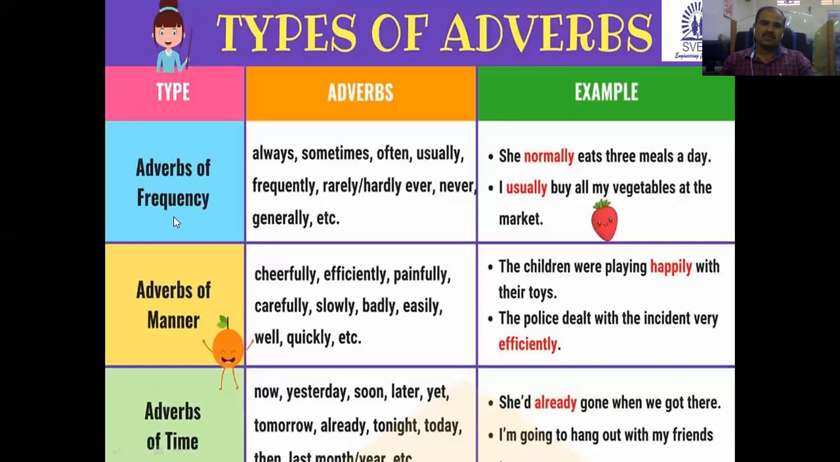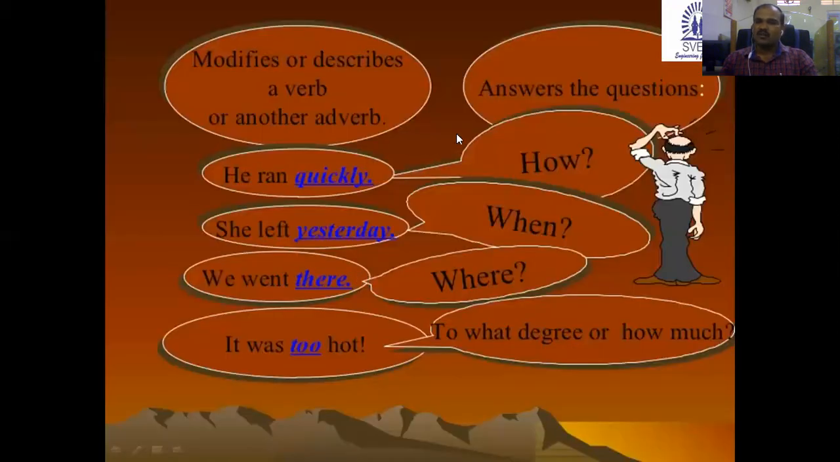So these kinds of adverbs are there: adverbs of frequency, adverbs of manner, and adverbs of time. With these 4 questions, we can get the types of adverbs. It modifies or describes a verb or another adverb. हे पण लक्षात ठेवा. फक्त क्रियापदामध्येच काहीतरी ऍड करता असं नाही, तर क्रिया विशेषणामध्ये सुद्धा ऍड करत असतं. आन्सर ऑफ द क्वेश्चन्स. आणि काय असतं तर दीज आर द आन्सर ऑफ द क्वेश्चन्स.